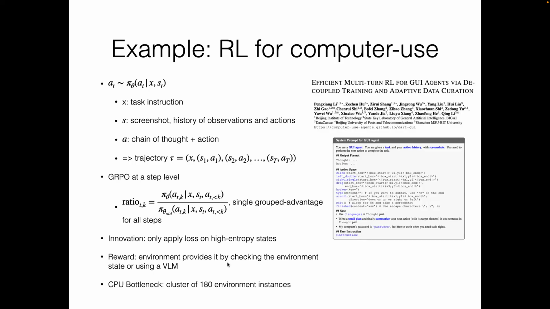So, GPUs are always a bottleneck, but here the CPUs are a bottleneck. So they had this cluster of 180 environment instances. And then you have to think about, okay, what's the optimal way of performing rollouts and updating the model? You could do it asynchronously, or you could try to interleave things as efficiently as possible. So those kinds of things come up in these kinds of environments.